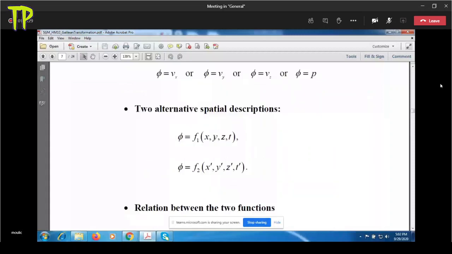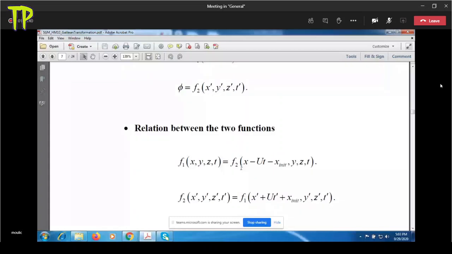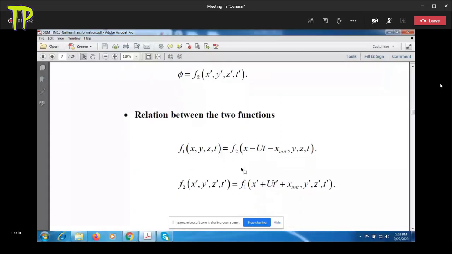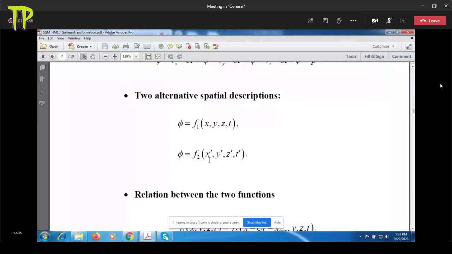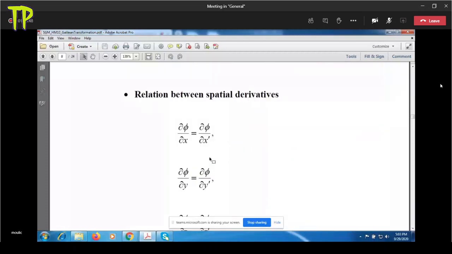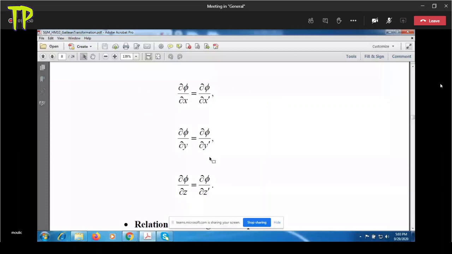One is you can view it as a function of x, y, z, t, or the same quantity I can view as another function f2 of x prime, y prime, z prime, and t prime. And the two functions are related. Now, what is the relation between the spatial derivatives? You have to use the chain rule. Spatial derivatives are the same, but time derivatives are different. If you use the chain rule, you can show that del del x and del del x prime are the same, and del del y and del del y prime are the same.